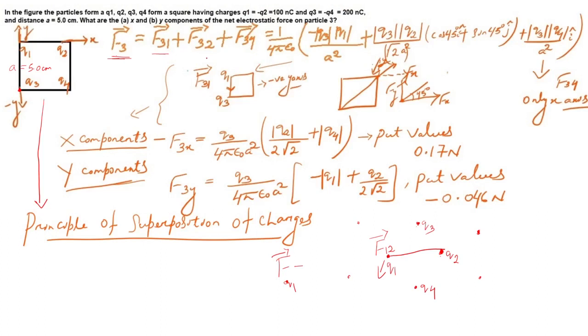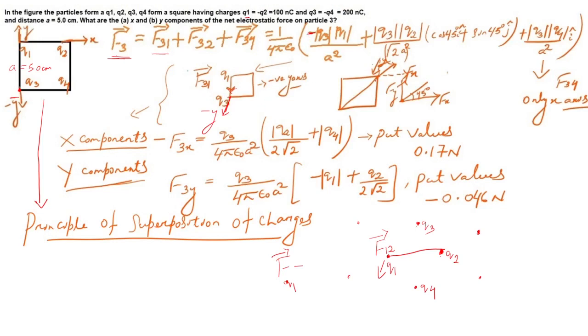So what will be F31? It is 1 by 4 pi epsilon 0 times minus Q3 Q1 by A square. Why is this minus sign coming? Because q1 is a positively charged particle here, and the force exerted by q1 will be away from the particle, so it is in the negative y direction, just in the direction of the negative y axis. Hence, considering the vector notation, we have to put a minus sign here.